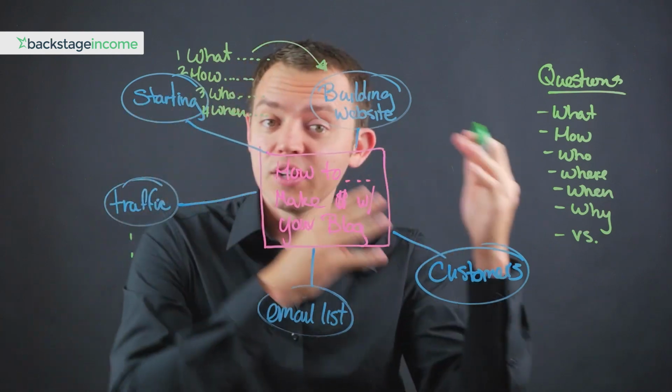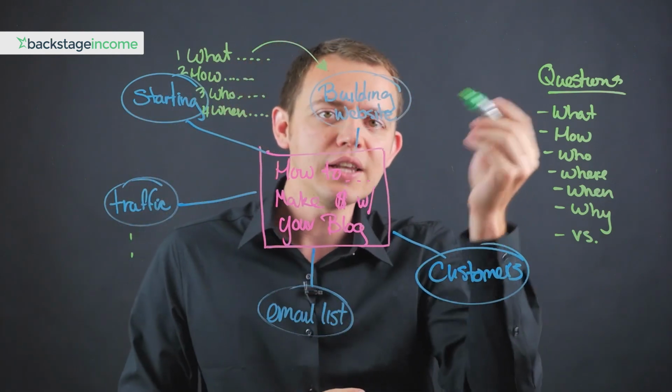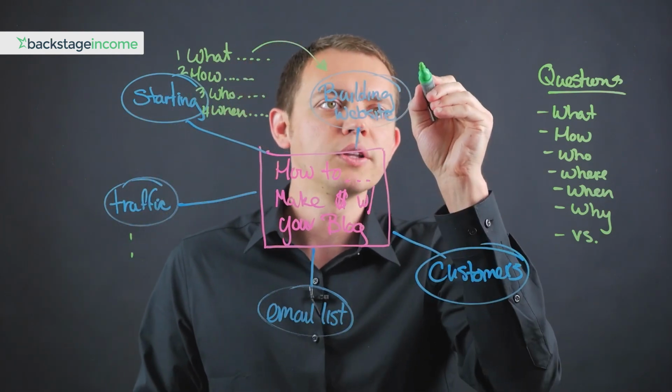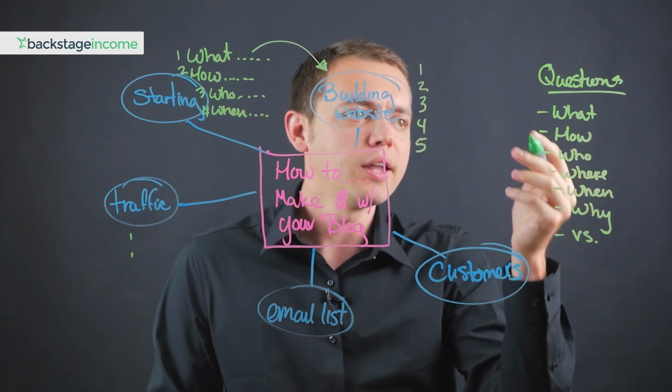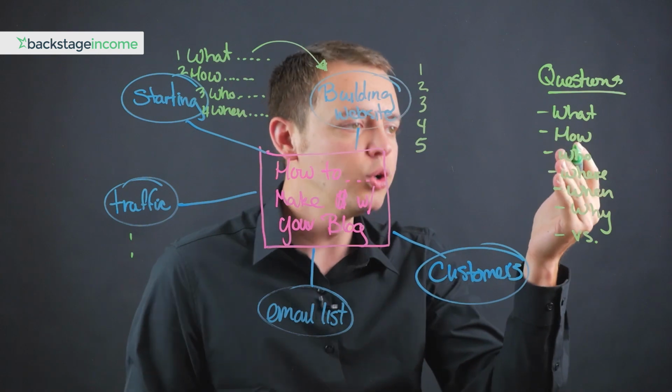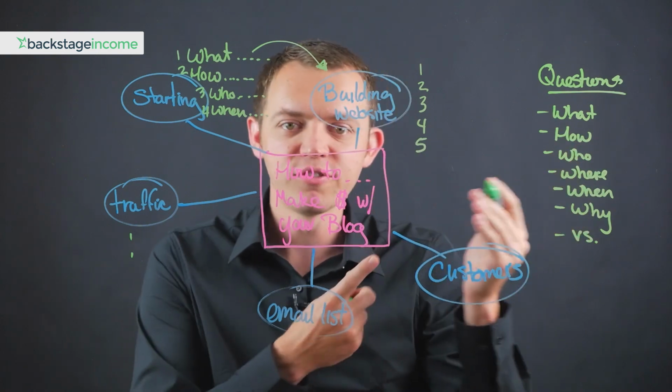You could do 5, 6, 7, 8, 9, 10. Then you go into the next segment. Let's say you go into building a website. And again, you do this same process. So again, what, how, who, where, when, why, maybe versus.